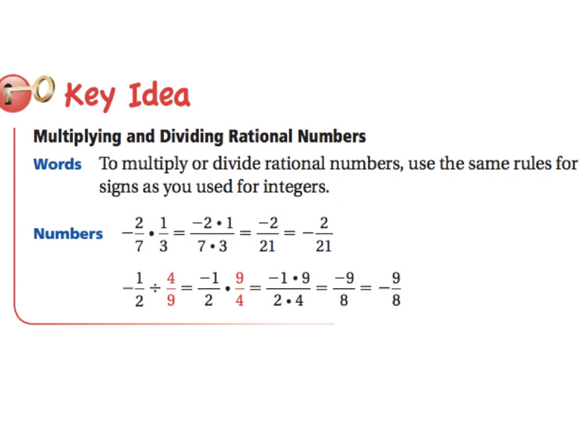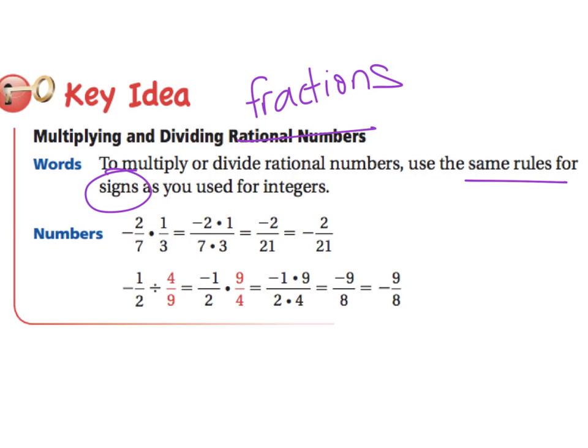And so this slide talks about how to multiply and divide rational numbers. And by rational numbers, they mean fractions. And essentially, you just do what you would usually do. So the same rules for the signs, and then you multiply and divide fractions just like you always would. It's stuff we know, we're just putting it together.